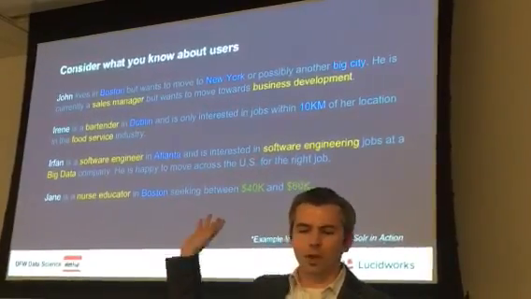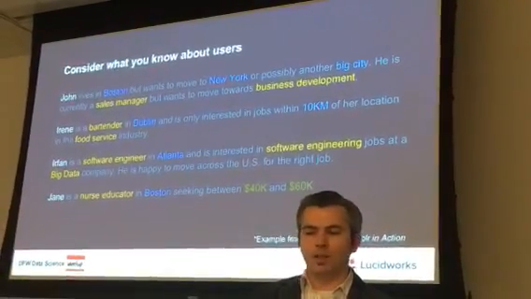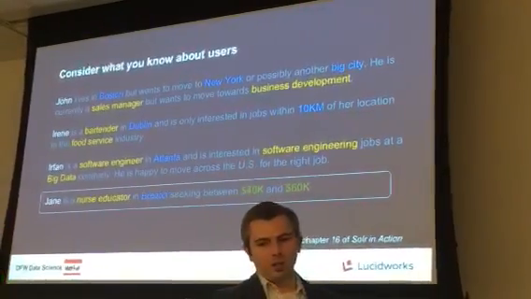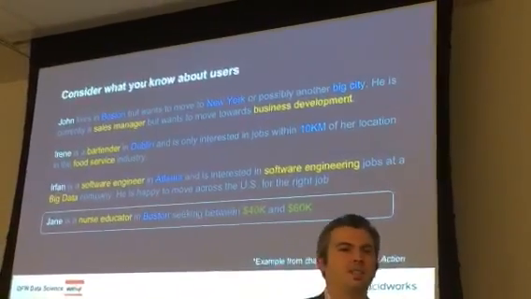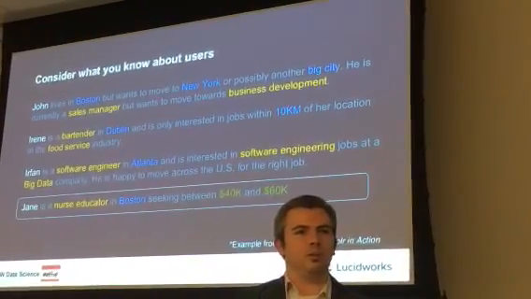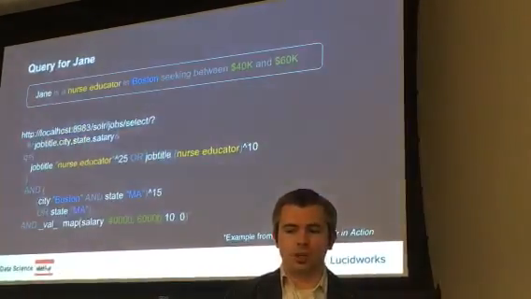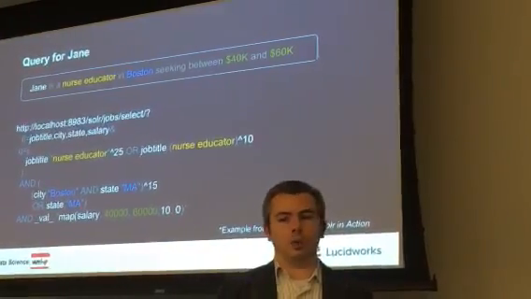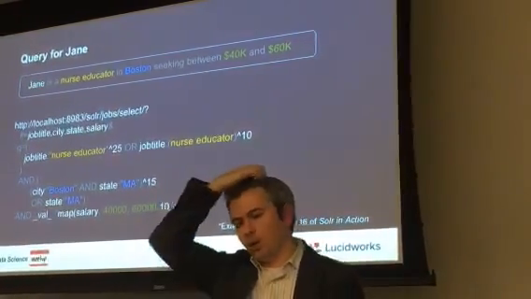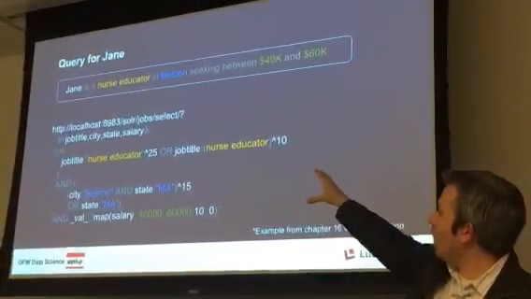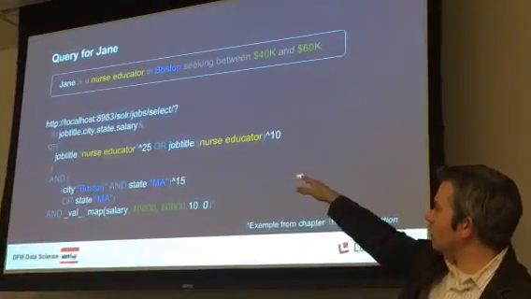I've also got a couple of other people listed here, but I'm going to focus on this last one, Jane. So Jane is a nurse educator in Boston seeking between $40,000 and $60,000. What can I do with that information? Well, one thing I could do is if I've got a job search engine, I'm going to turn that information into a query against Solr. So you see my query up here. I'm searching on my jobs index. I want to return the job title, city, state, and salary.